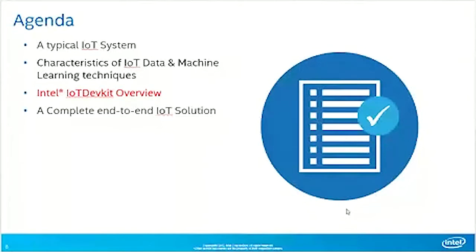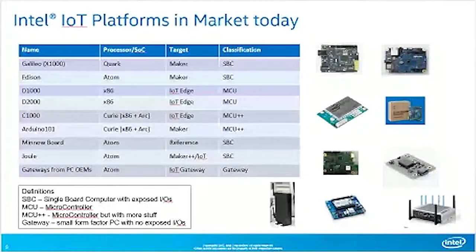So the Intel IoT Devkit overview, I'm going to go briefly over this. There are lots of Intel IoT platforms in the market today. We have things like single board computers with exposed IOs. Examples of these are Galileo or X1000 or Edison. And then we have microcontrollers, D1000, D2000, C1000, which are used for building a variety of different edge devices. And then Arduino 101 is again an MCU class of machine.